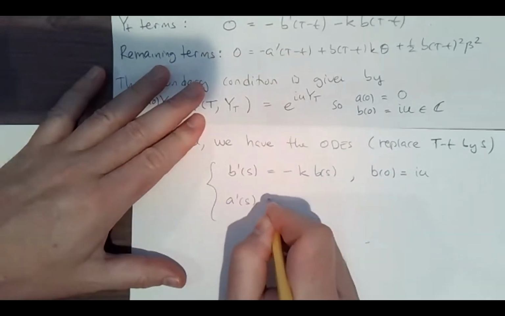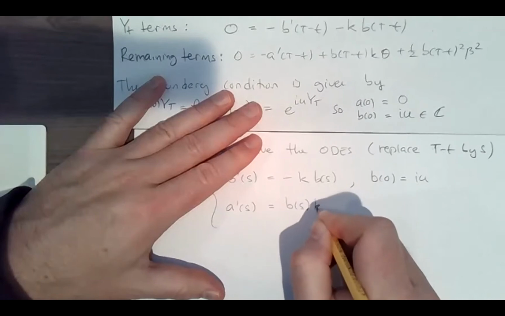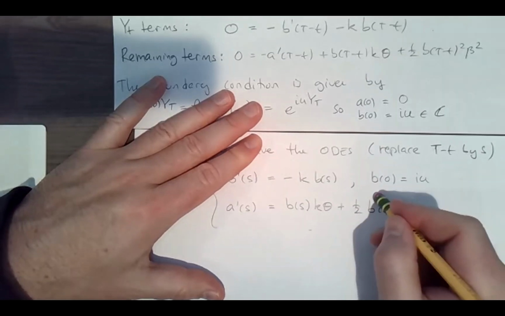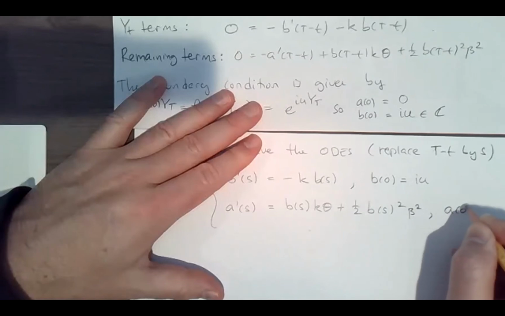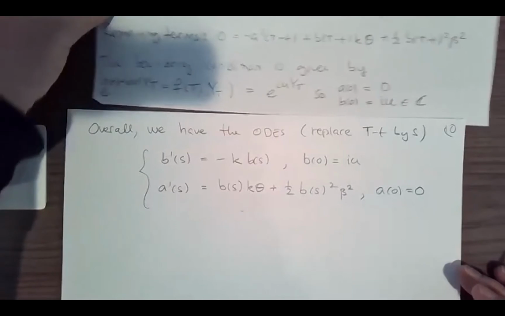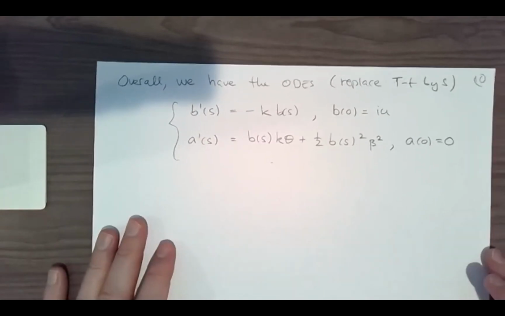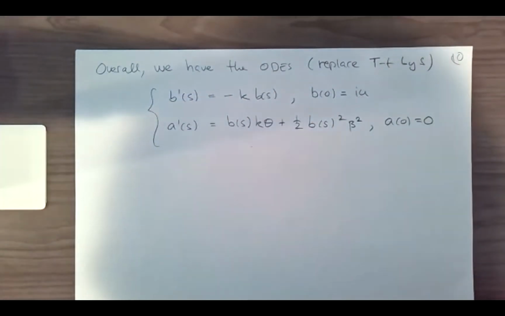I'm going to have my A prime equal to, move to the other side, this is equal to B of s kappa theta plus 1/2 B of s squared times the beta, and the A function starts out as 0. Are there any questions on this step?